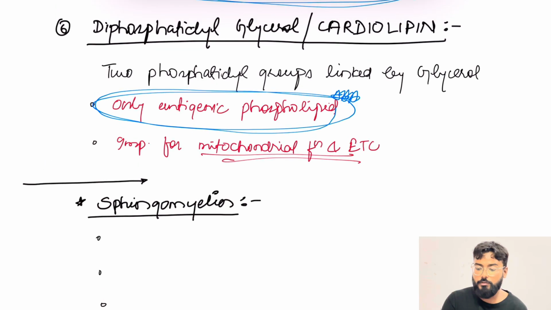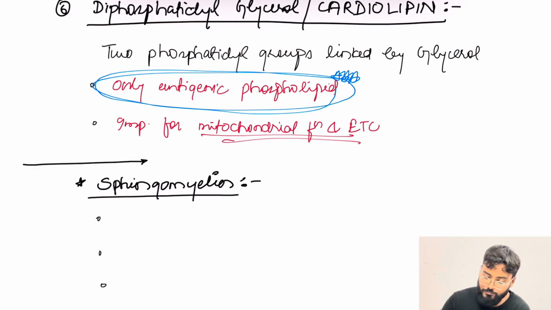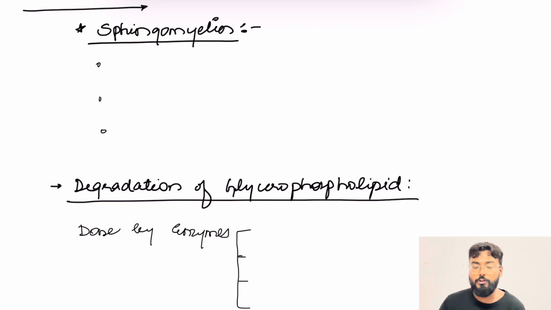So by the name cardiolipin, you may wonder that it must be present inside the heart, but it is not so. It is present inside the heart, but mainly it is present inside the mitochondria, and it is responsible for the functioning of mitochondria and electron transport chain, and it is the only antigenic phospholipid that you need to know.